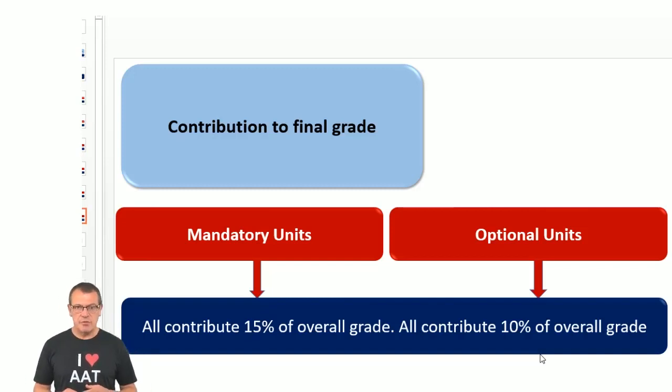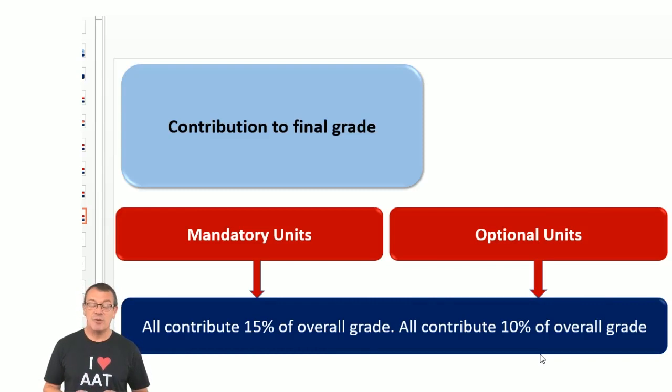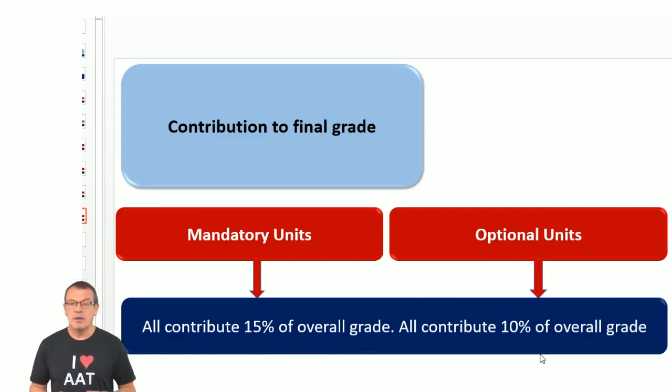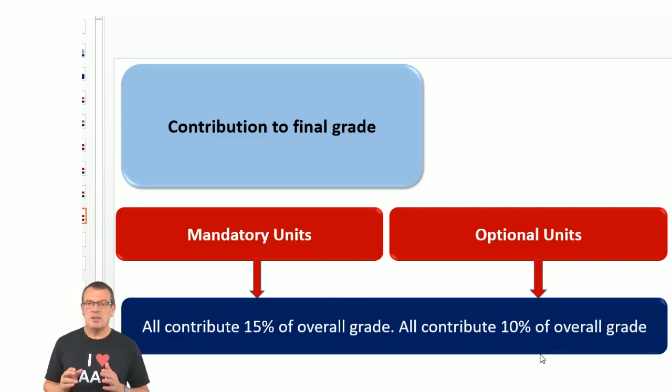Contributions to the final grade. Really important. So what have we got? Now, the mandatory units all contribute 15% of the overall grade. The optional units contribute 10% of the overall grade. So with your 3 mandatories, 45% of your overall grade is down to the mandatory units. So getting a good mark there is important.